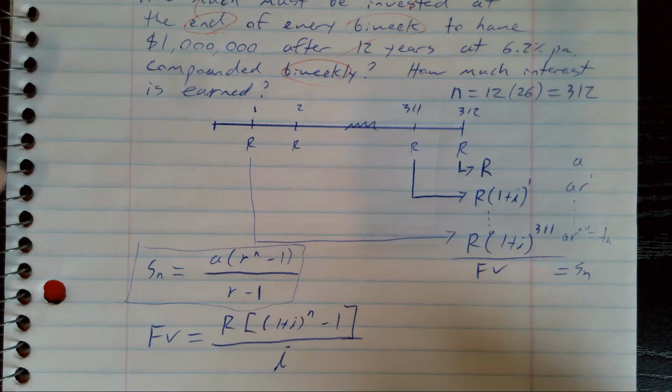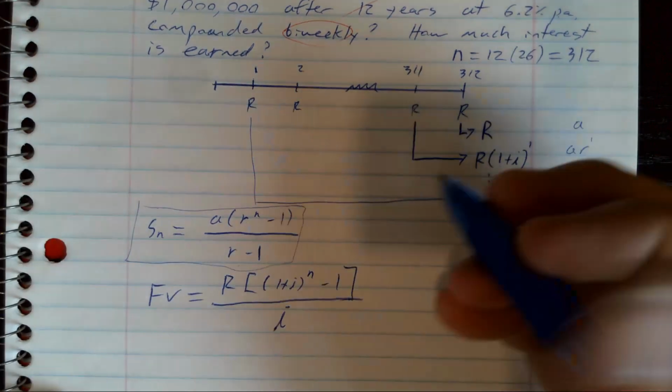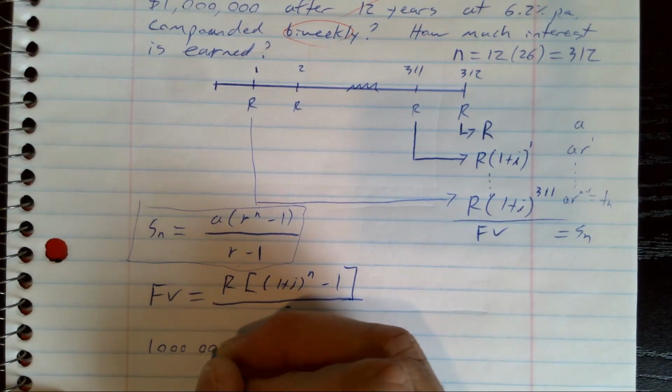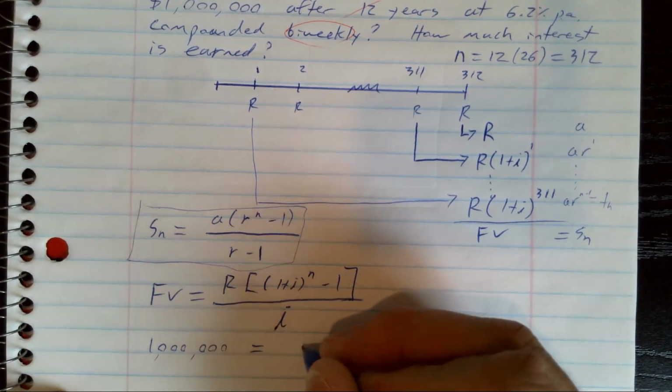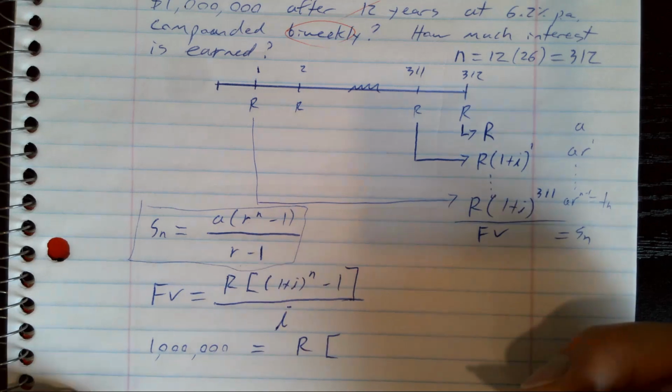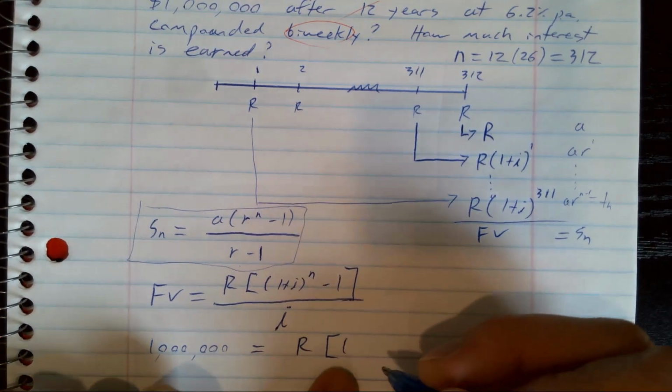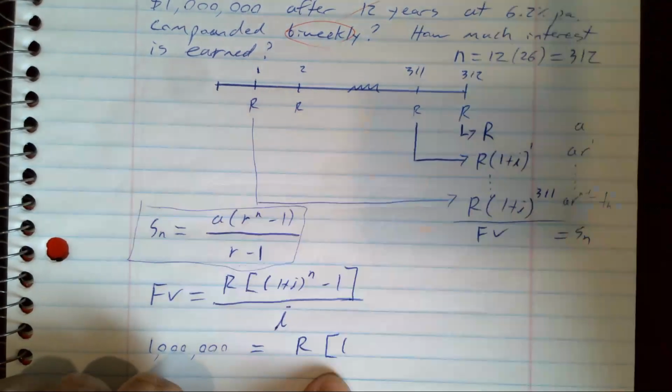Okay. Let's substitute in the specifics here. We know our future value, or we want our future value to be $1 million. We don't know how much we are investing or how much we need to deposit at the end of every single biweek. Most people get paid every biweek, so this will be like the end of our pay period here.